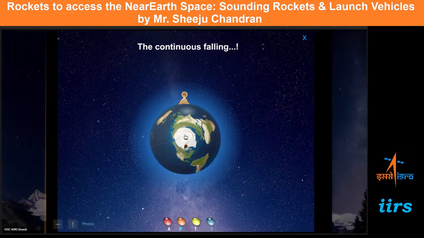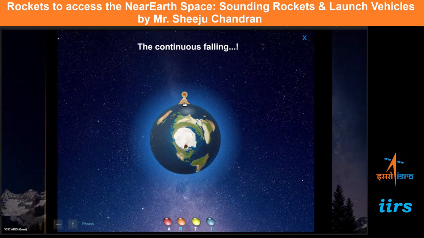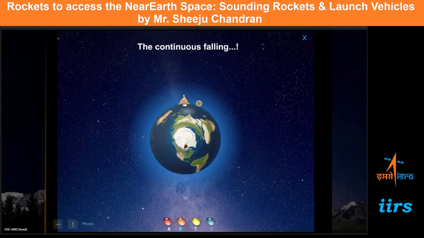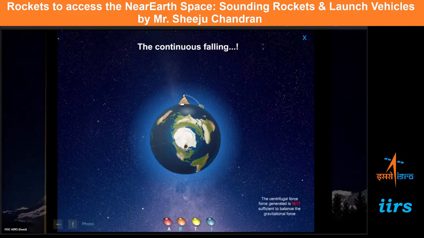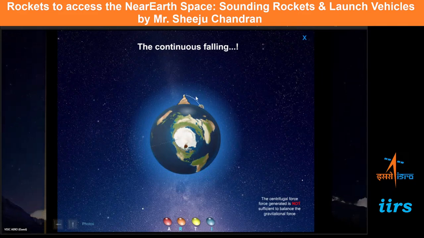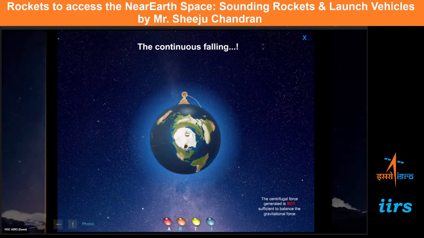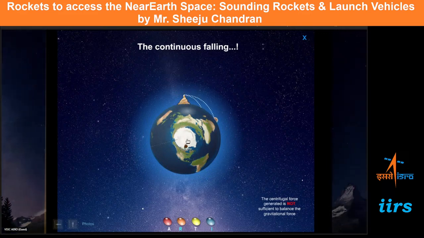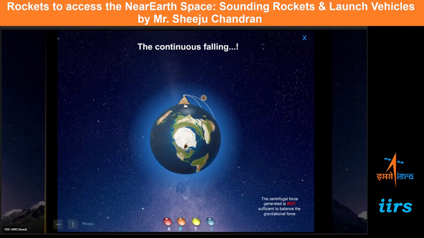What he tried to show is, just imagine you are on the top of a large, high mountain, and you try to throw something. What will happen? If you throw it with a certain velocity, it may go parallel to the Earth for some time and then fall down, right? Suppose you use a little more force, it may go farther and again fall at some other place.